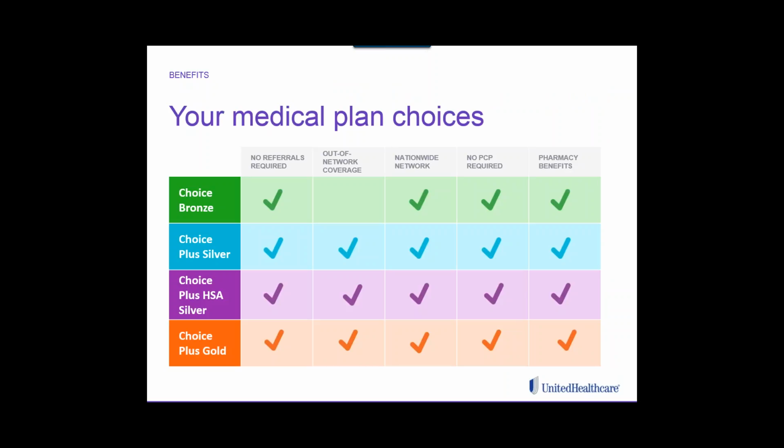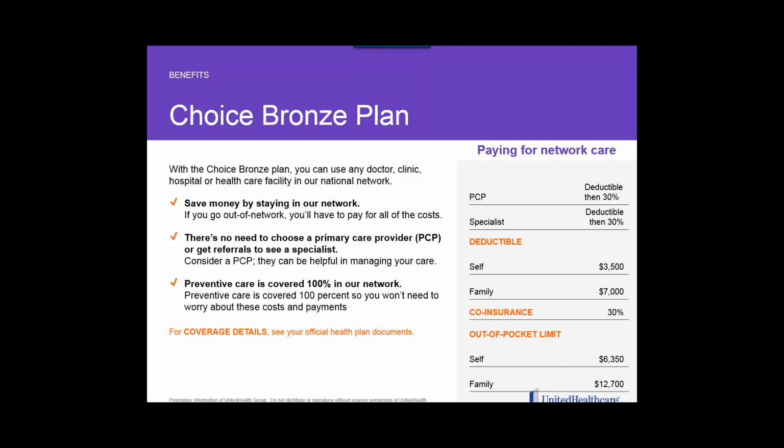Only the Choice Plus plans, because that's the little plus in the name, have out-of-network coverage. So the Choice Bronze plan has in-network benefits only. All these plans have nationwide network available, no in-pharmacy benefits. So let's look at the plans. The Bronze is the first plan that we're going to discuss. And again, you know that Valencia pays 100% of the employee premium for all of the plans. But if you are covering your dependents, you and your dependents have to be on the same plan.